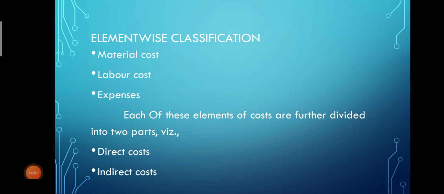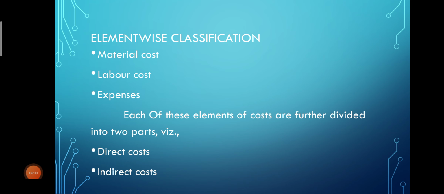Now the next point we are going to see is labor cost. What is labor cost? Labor cost is the cost of remuneration. Remuneration means wages, whatever you pay to the laborers, salary, commission, bonus of the employees of the business. Again here, labor cost is subdivided into direct labor cost and indirect labor cost.